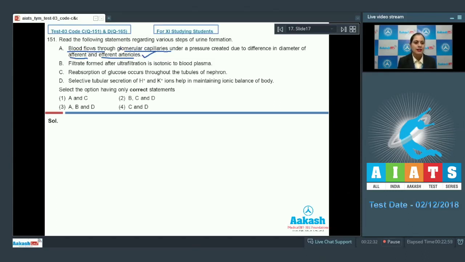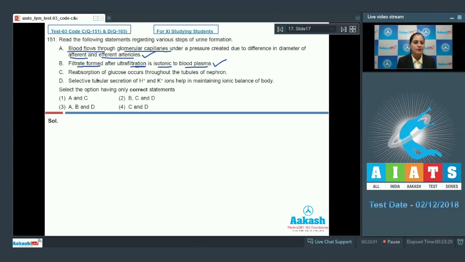The second statement is, filtrate formed after ultrafiltration is isotonic to blood plasma. And this is a correct statement because after ultrafiltration, glomerular filtrate is formed in PCT, and as this PCT is permeable to water, electrolyte and other substances, the filtrate formed there is isotonic to blood plasma.